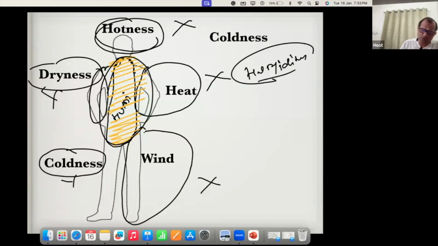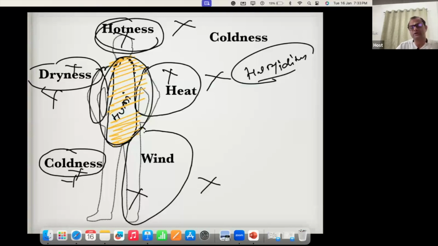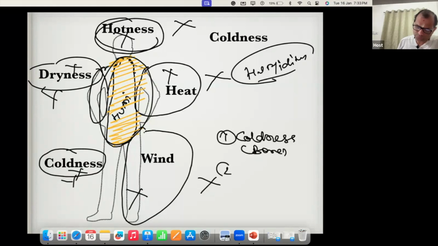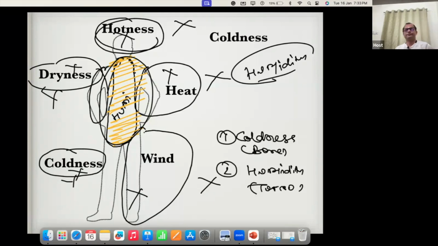Right? I don't want to treat the legs. I don't want to treat the arm. I don't want to treat the head. I don't want to treat the right arm. I don't want to treat the right leg. I want to treat the only humidity part. So my first selection was coldness, means bone system. Now my second selection is humidity, means torso. This part is called torso. Okay, wonderful. At least we have cancelled arm and legs.